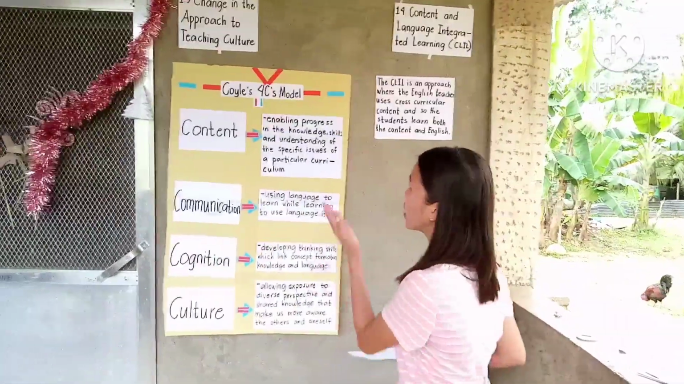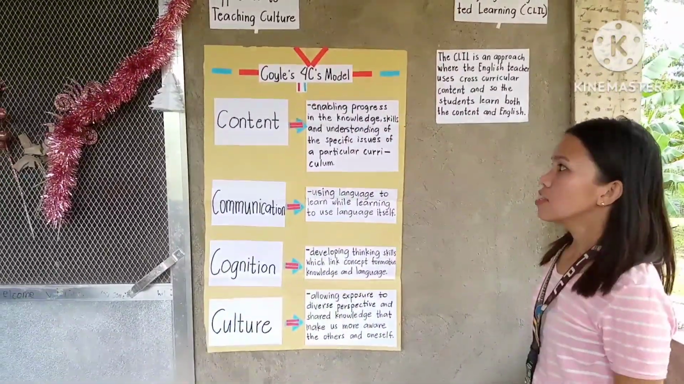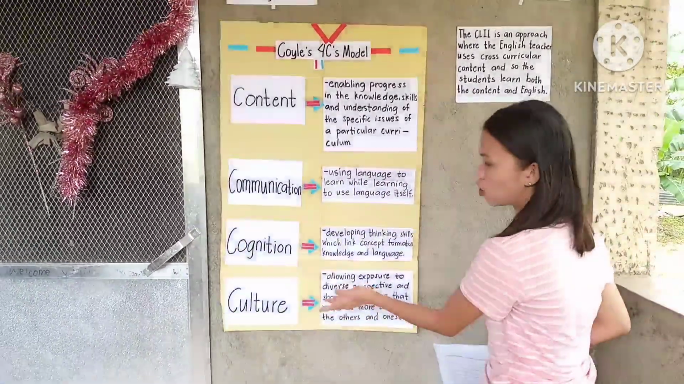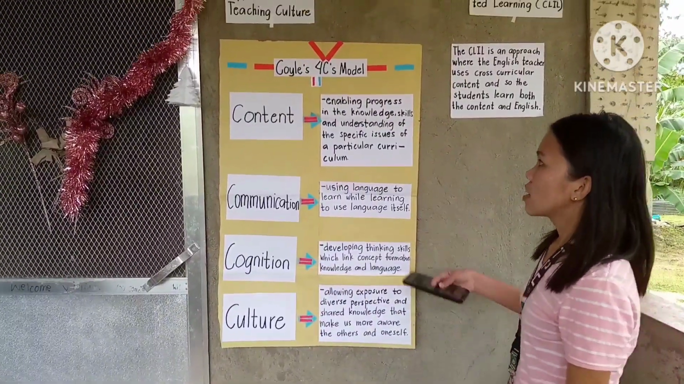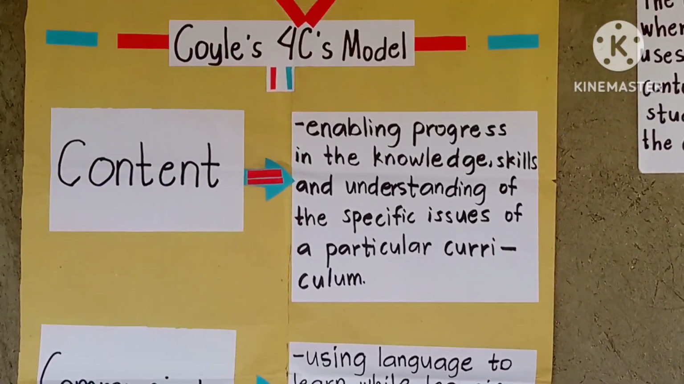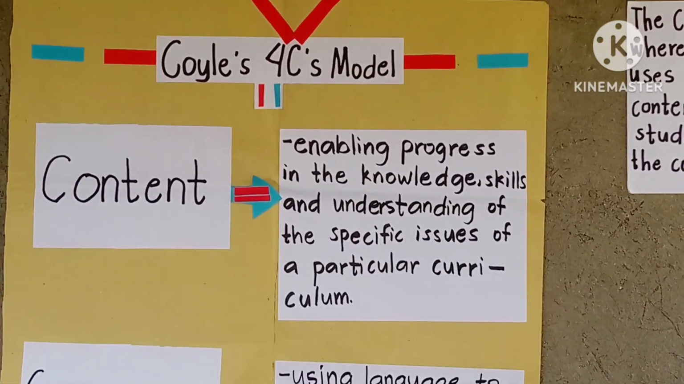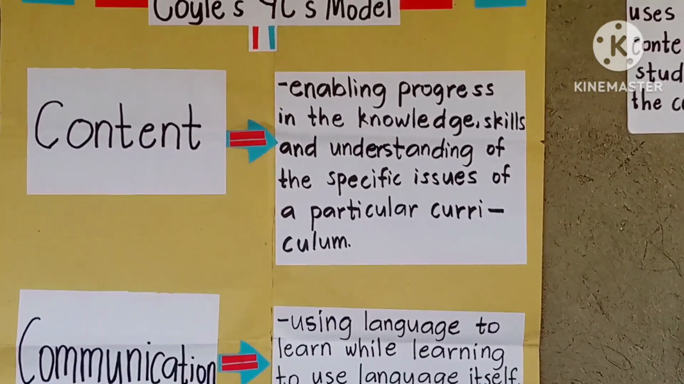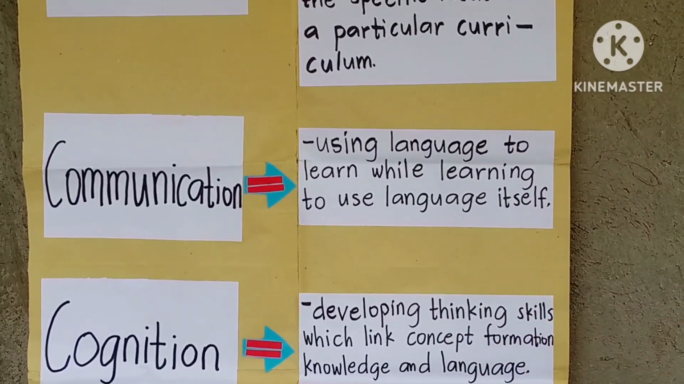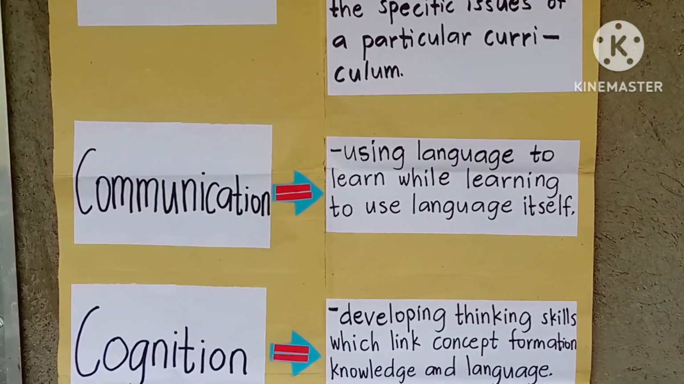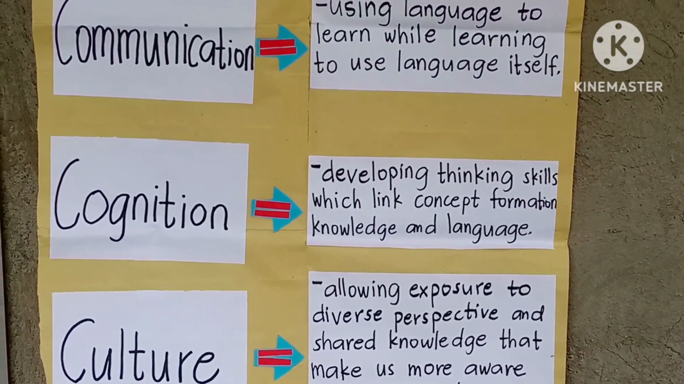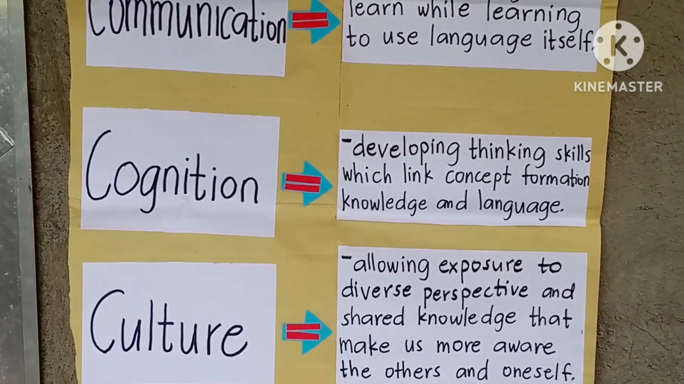We have here the CLIL's four Cs model: content, communication, cognition, and culture. Content: enabling progress in the knowledge, skills, and understanding of the specific issues of a particular curriculum. Communication: using language to learn while learning to use language itself. Then cognition: developing thinking skills which link concept formation, knowledge, and language.